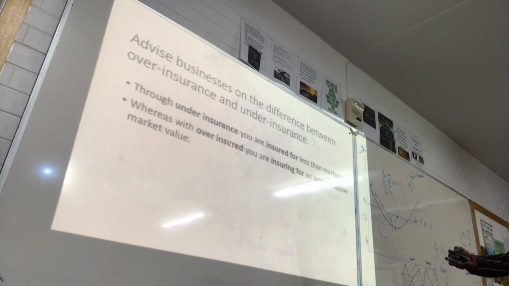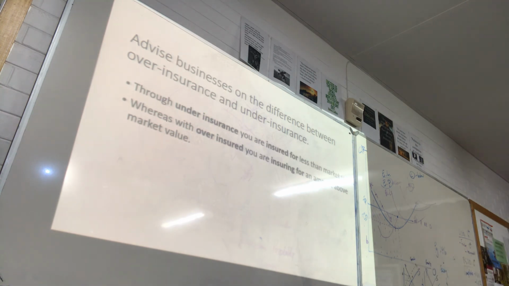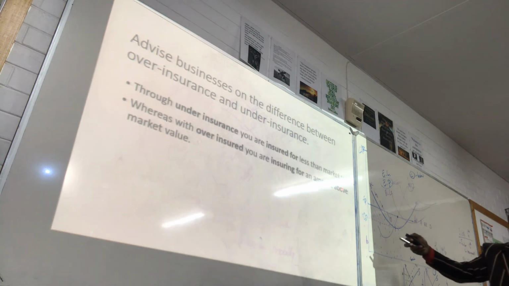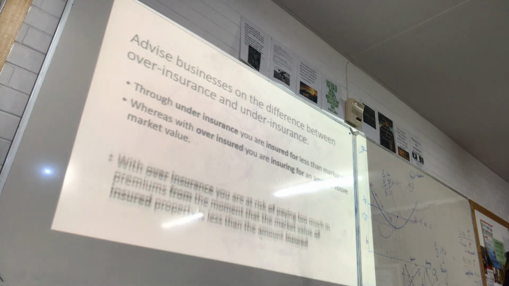Whereas with overinsurance, you are insuring for amounts above the market value. So underinsurance is below or less than market value. Overinsurance is above market value. Yes, sir?